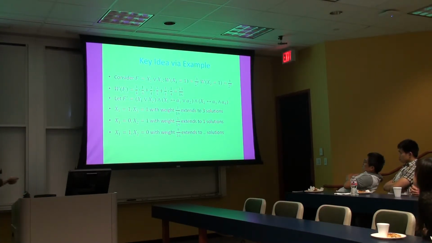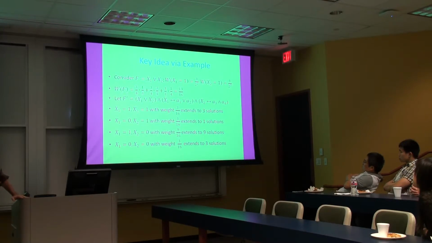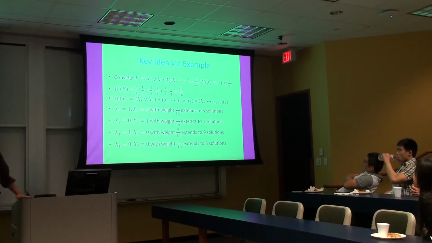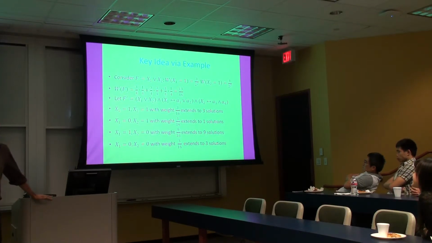And we can probably trust in nature, it should extend to 9 solutions. And it does if you look at it carefully. So I guess now the last one is clear, right? x1 equals 0 and x2 equals 0 extends to 3 solutions.